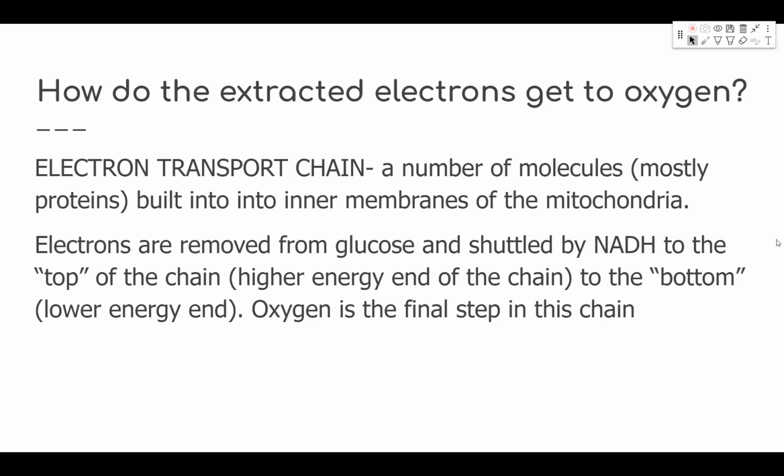So this electron transport chain, this step in cellular respiration, happens in the mitochondria because those electron transport chain proteins are literally embedded in that inner membrane of the mitochondria. Remember that mitochondria has two membranes.